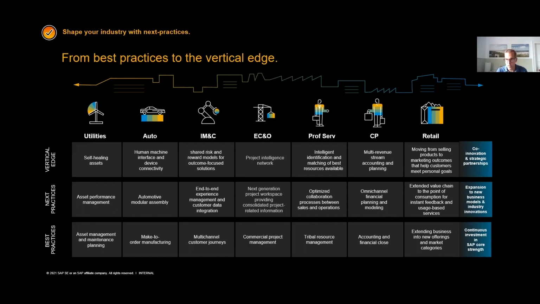And this is where you can look at these prioritized industries here, where you can see what we are doing as best practices in S/4HANA and our cloud LoB solutions. Next practice is what we are doing with Industry Cloud solutions by ourselves and partners, and vertical edge. This is where we are also tapping into our partner ecosystem end to end.